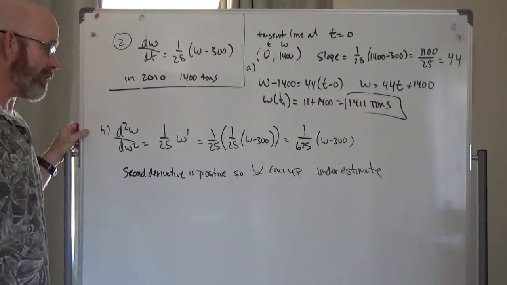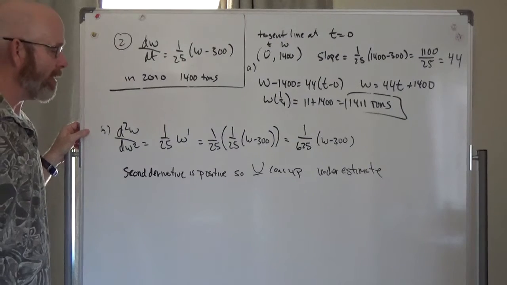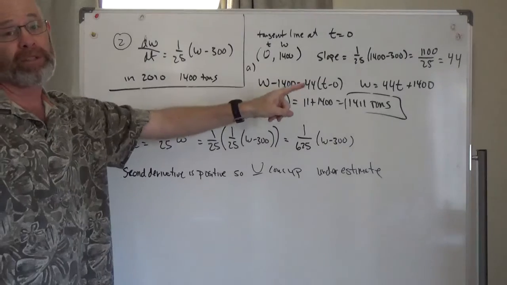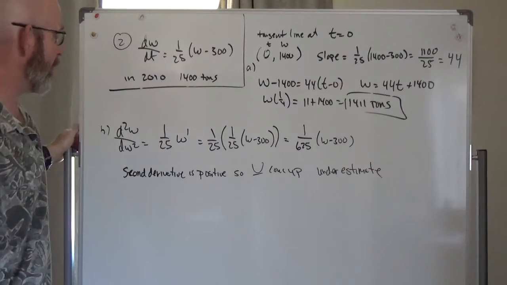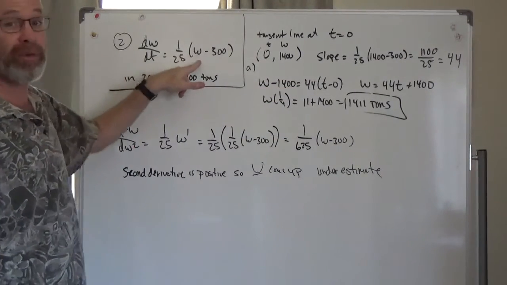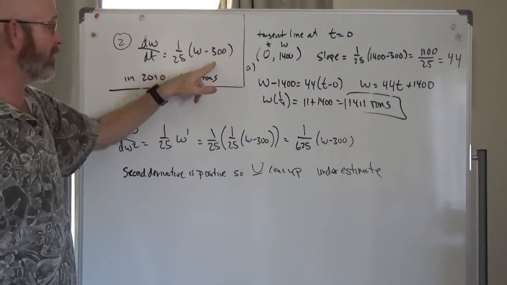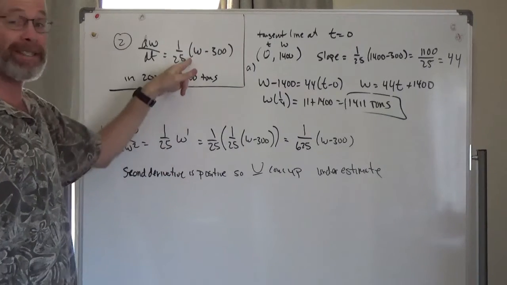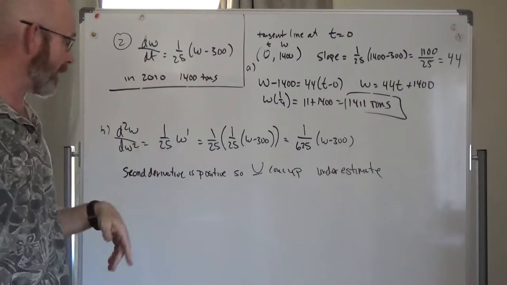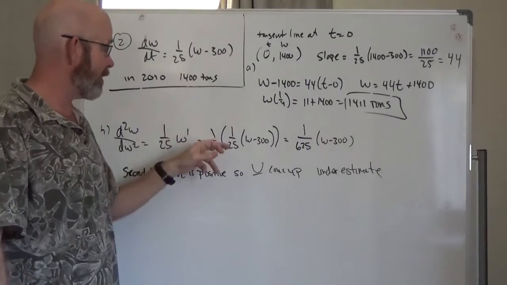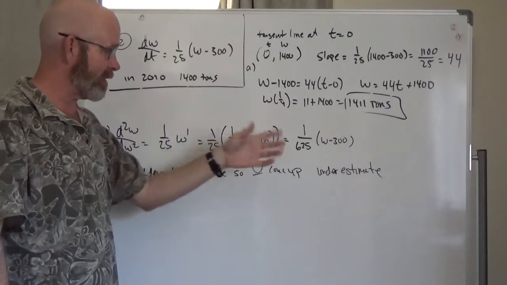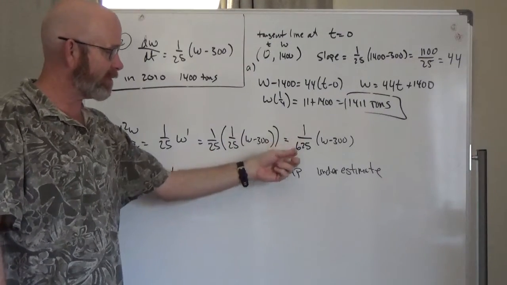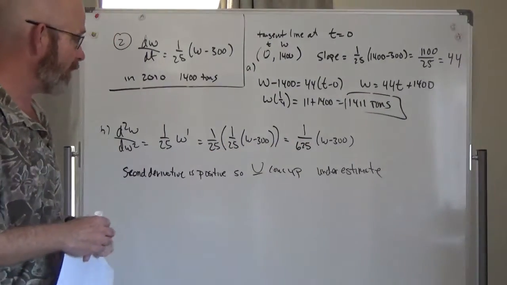Part B is find the second derivative, just implicit differentiation, and then use the second derivative to determine whether your approximation here is concave up or concave down. So the second derivative is just the derivative of this, constant, so it's just 1/25 W prime. But W prime is that. It's like implicit, you got to plug it back in. So 1/25 times 1/25 times W minus 300. I just multiplied that out: 1/625 times W minus 300.